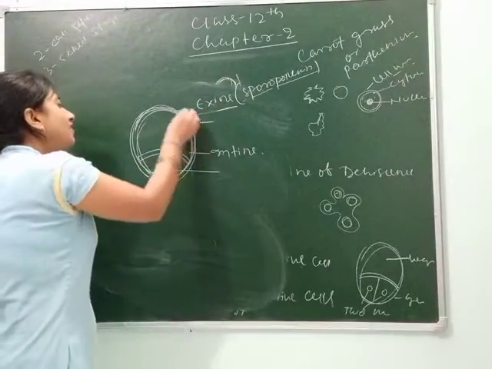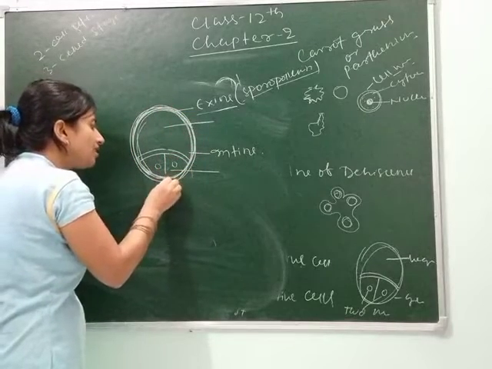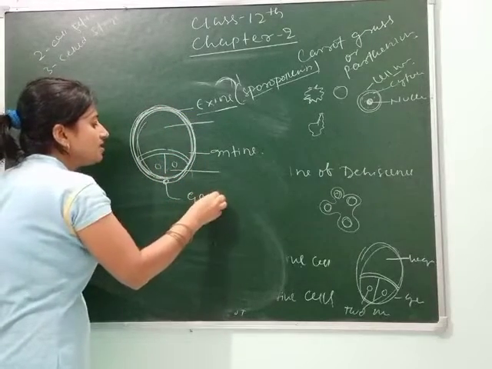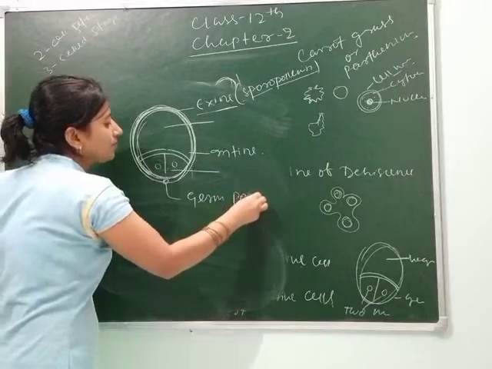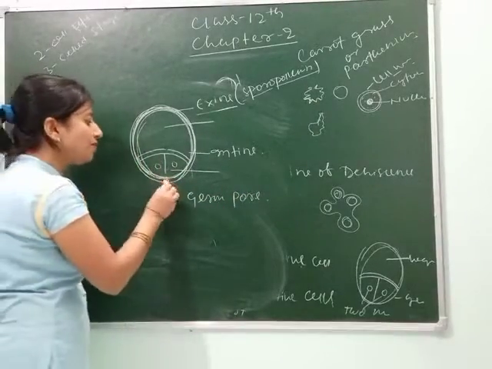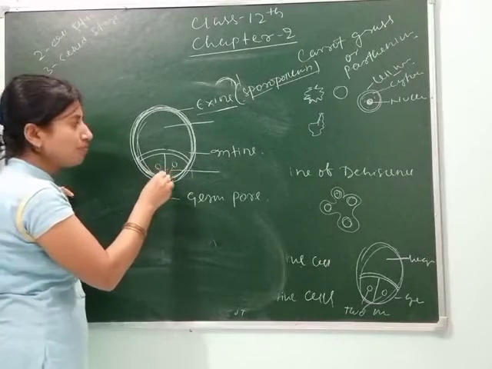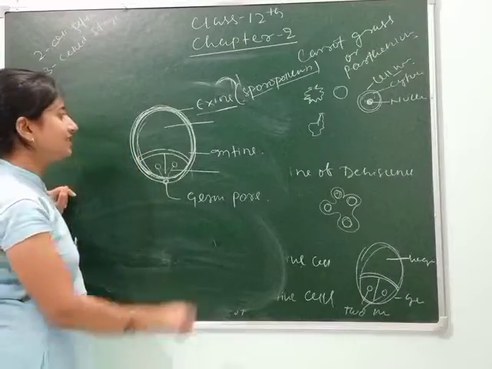The sporopollenin covers the entire pollen grain except the germ pore. This is called the germ pore. What is the importance of this germ pore? Through the germ pore, the male gametes come out from the pollen grain during fertilization.